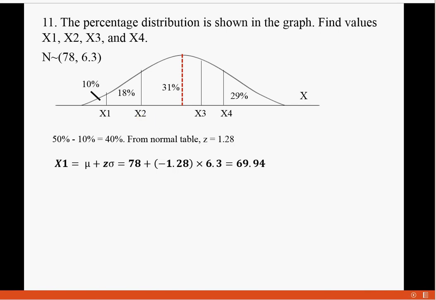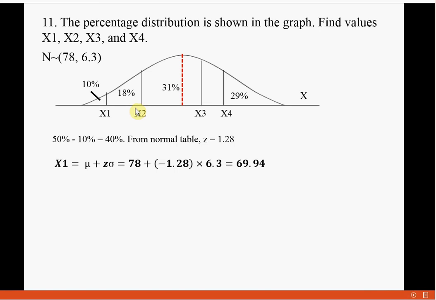To find the z-score that corresponds to x2, again, we need to find out the percentage from x2 to the mean. The diagram does not directly give us that percentage. The 31% is from x2 to x3. We cannot directly use 31%. So how do we find out the percentage from x2 to the mean?